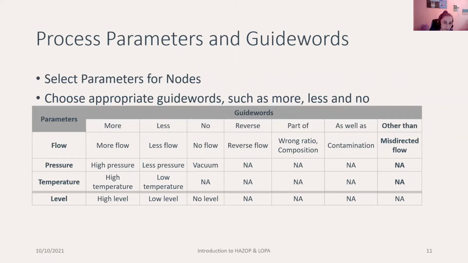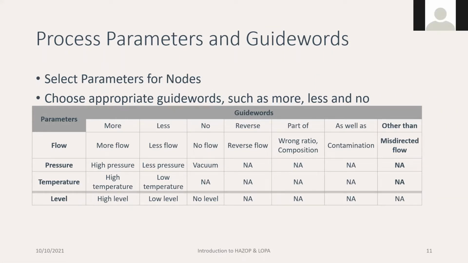This is the parameter. The guideword is when we are using such words as more, less, no, reverse, etc. In combination, they give us a deviation from the normal process condition, which can be seen as more flow. For example, on this specific pipe, you are receiving more flow than usual, and then you need to assess what is the reason for it.